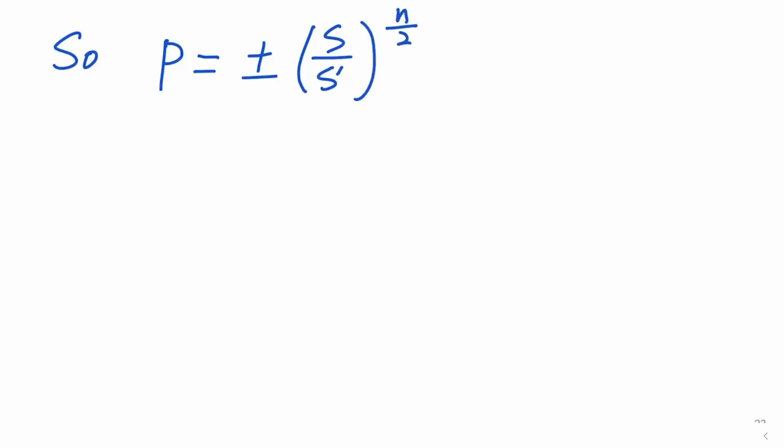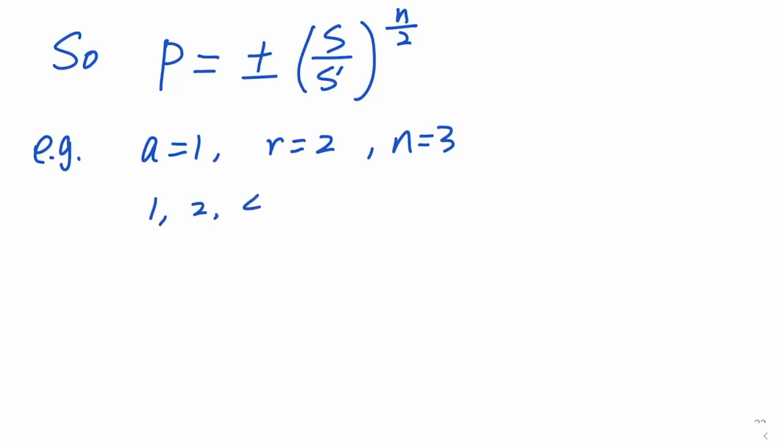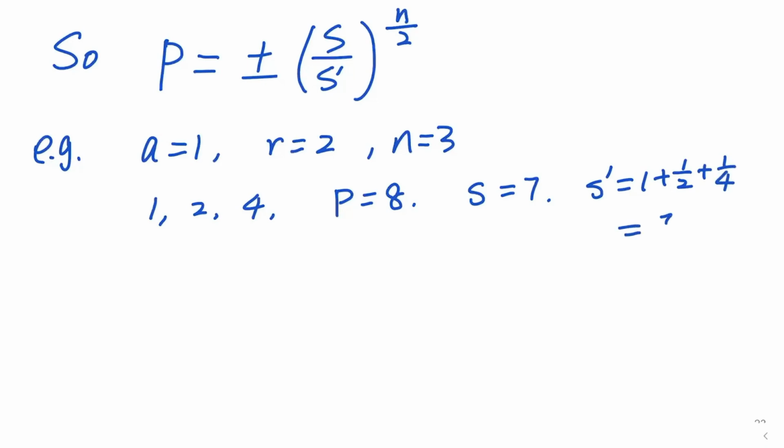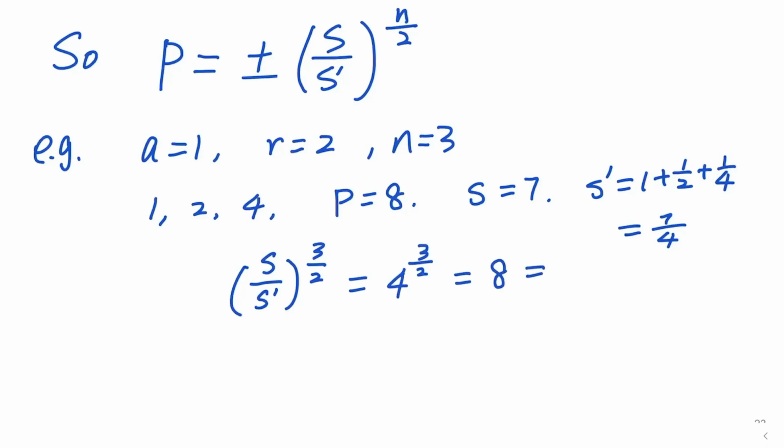When do we have plus? When do we have minus? Let's consider some examples. I have a sequence with A equals 1, R equals 2, and there are 3 terms, just to be simple. Then the sequence is 1, 2, 4. P equals 8. S equals 7. S prime is 1 plus a half plus a quarter, which is 7 over 4. S over S prime to the power 3 over 2 is 4 to the power 3 over 2, which is 8, the same as P.